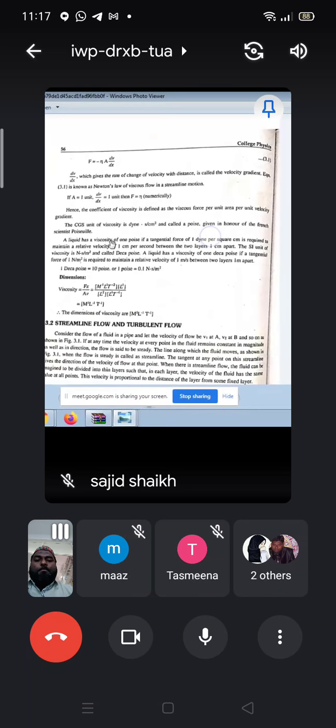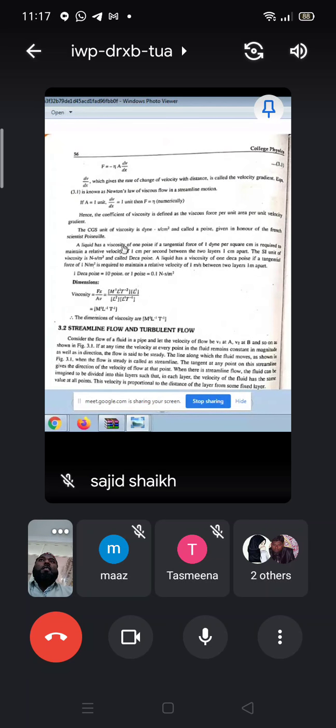Here dv by dx gives the rate of change of velocity with distance and is called the velocity gradient. Again, the MCQ will be there. This equation is known as Newton's law of viscous flow in streamline motion. This F is equal to minus eta A dv by dx is nothing but Newton's law of viscous flow in streamline motion.